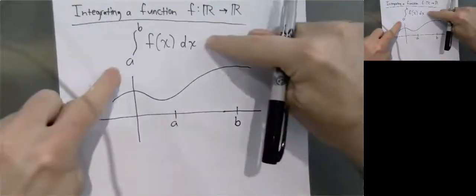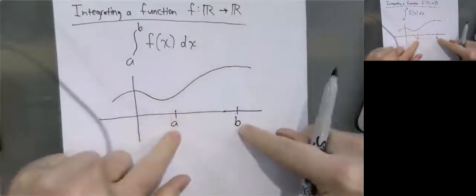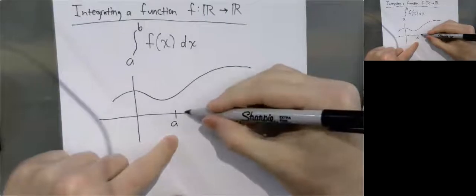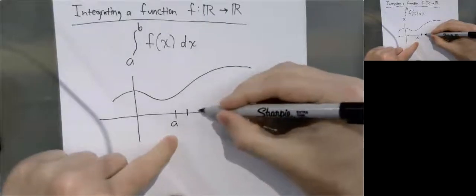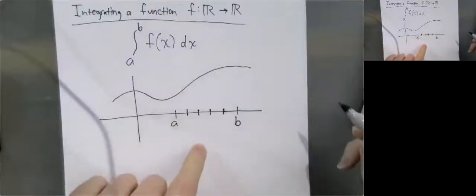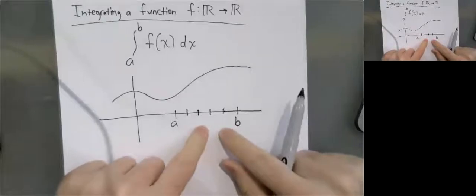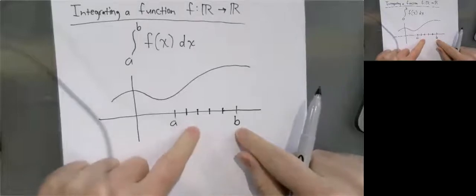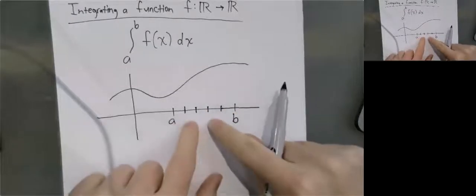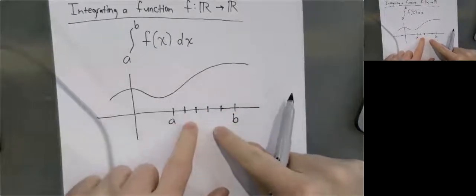And what it means to compute this integral is that we're going to take this interval that we're integrating over, and we're going to chop up the interval into tiny pieces like that. And then we're going to compute the contribution of each piece, and then we're going to add up all the individual contributions, and that's going to give us the value of our integral, at least to a good approximation. Now, how do I compute the contribution of each piece?